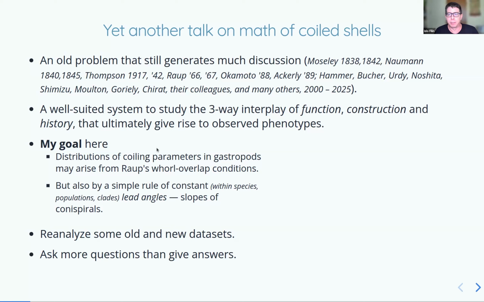And my goal in this talk is much more modest. I intend to convince you that the very familiar condition by Raup for whole overlap, or for tight coiling, while it can explain covariation in coiling parameters, that covariation is also explainable by a much simpler condition for the slopes of the conic spiral that defines those shells.